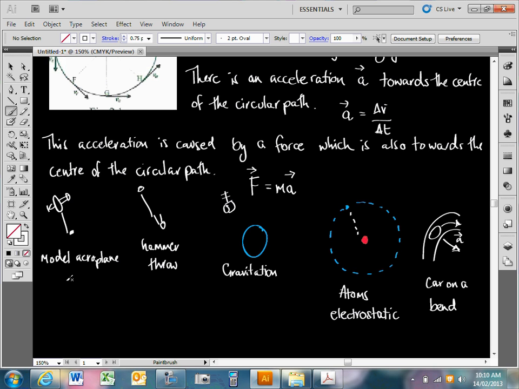So this here is called, okay, I'll put these in brackets. Electrostatic. Car on a bend, we say friction here. And gravitation, so that's a satellite. And hammer throw and model aeroplane, this is called tension force.